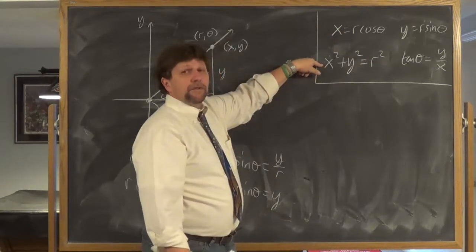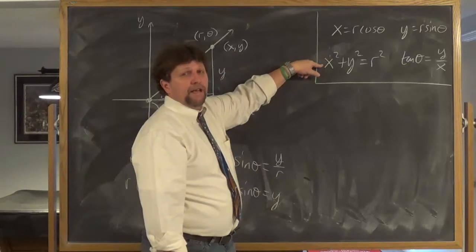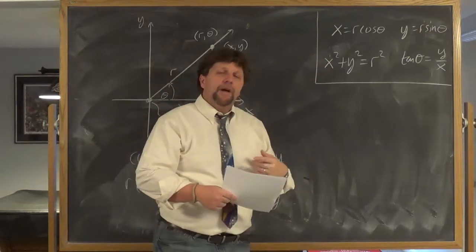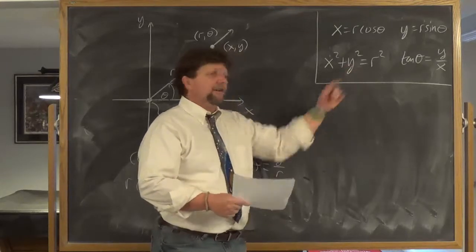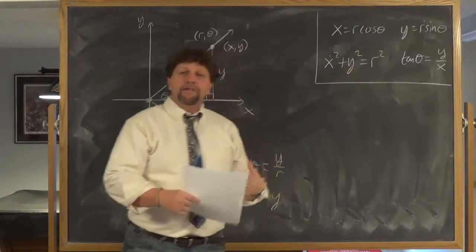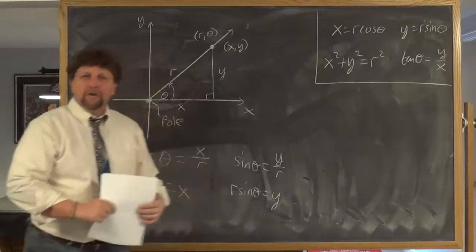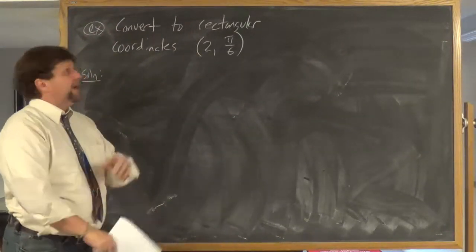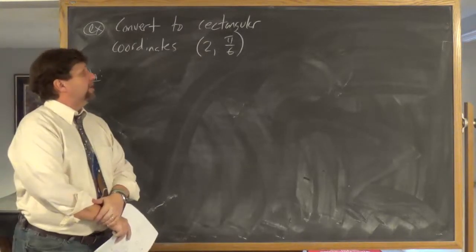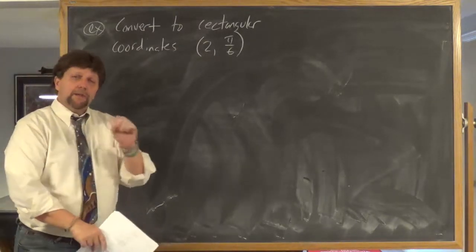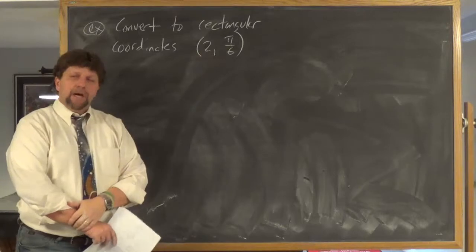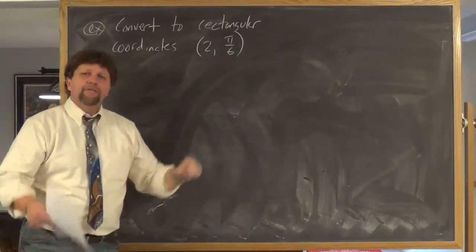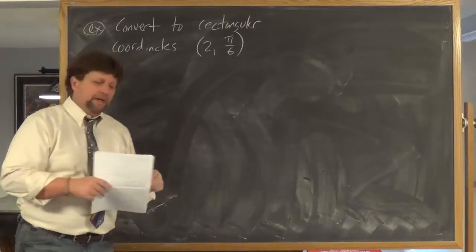Second line, this will tell us how to convert from rectangular to polar. So let's look at a couple of examples of how to use these newly developed conversion formulas, if you will. In the first example, I've given you a polar point, and let's convert to rectangular coordinates the polar point 2, pi over 6. So this is a point in polar coordinates, and we're going to convert that back to rectangular coordinates.